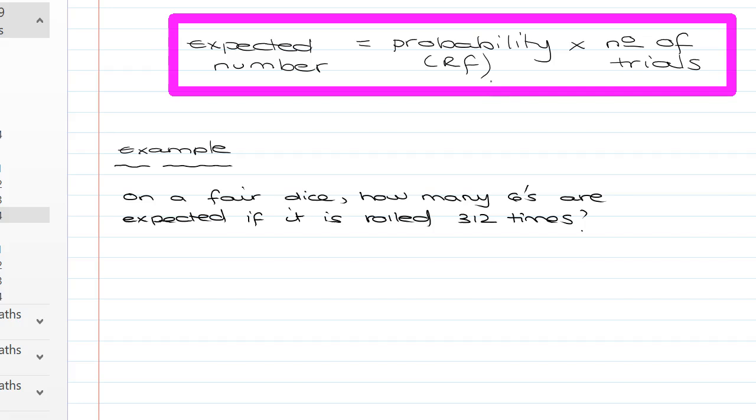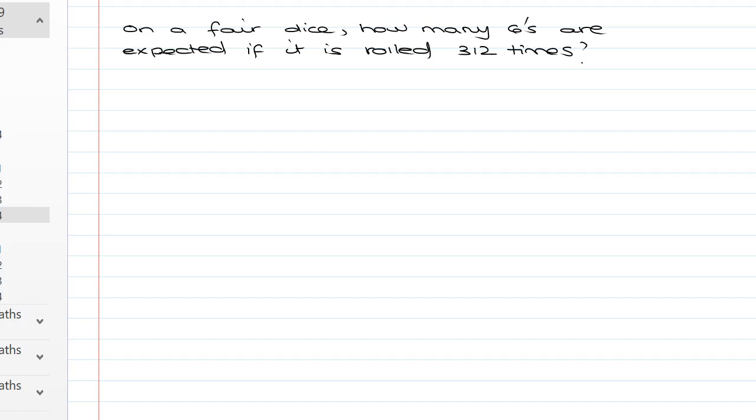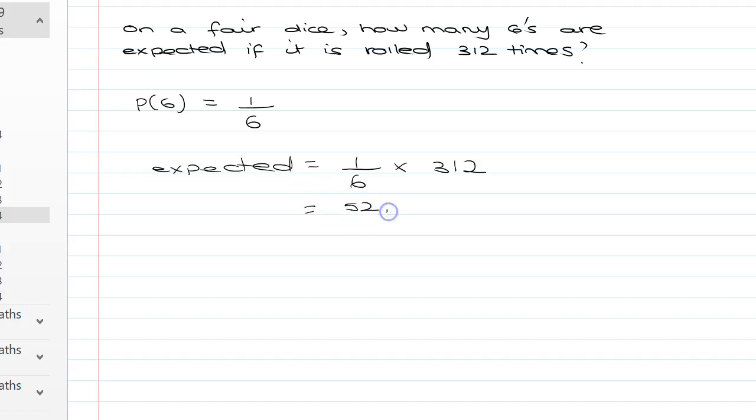On a fair dice, how many 6s are expected if it's rolled 312 times? First we need to know the probability of rolling a 6 on a dice, which is 1/6. So the expected number is 1/6 multiplied by the number of trials being performed, so that's 312. If we calculate 1/6 multiplied by 312, we get 52. So we would expect 52 6s to be rolled. Now let's have a go at another example involving relative frequency.